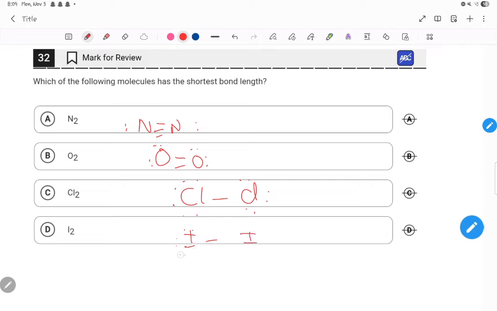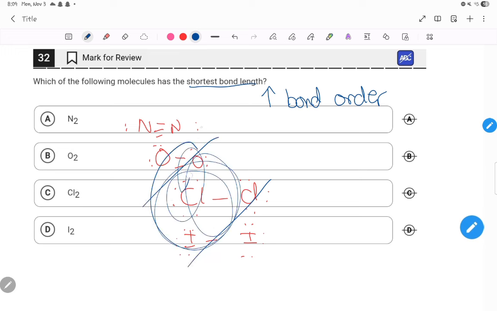Now, very important, the shortest bond length is usually the one with the largest bond order. So out of all of these, the one with the highest bond order is going to be N2 because it has 3 bonds. So now we'll move on to 33.